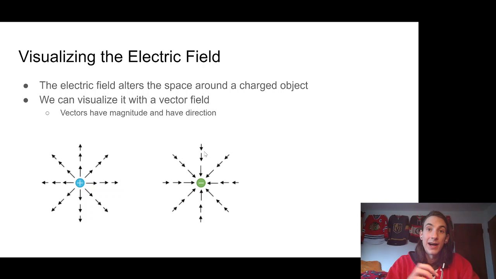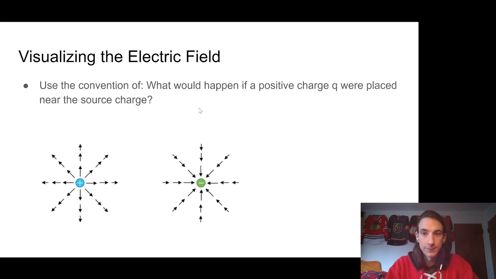And then if we brought a positive test charge by this negative charge, we know that it would be attracted to the negative charge and it would want to move towards it. So we see, hey, we have this direction, and then the magnitude also matters.